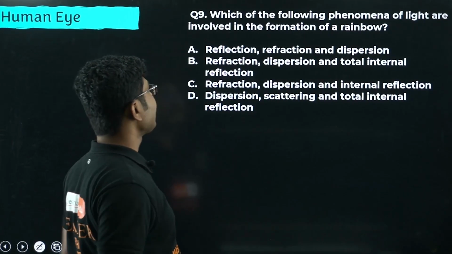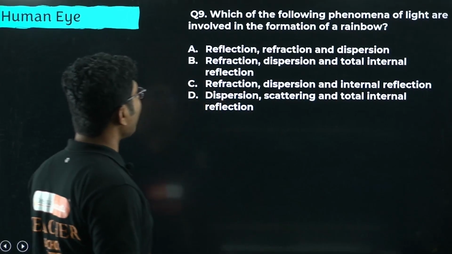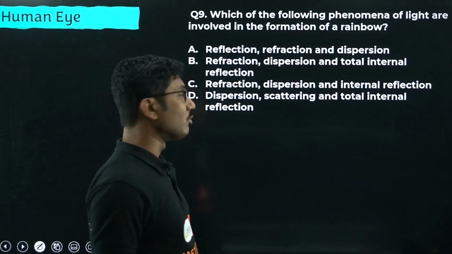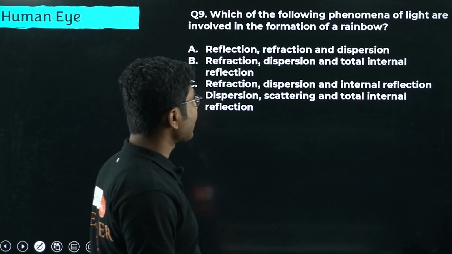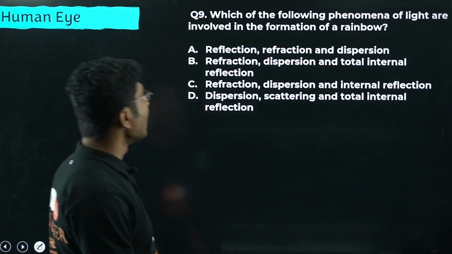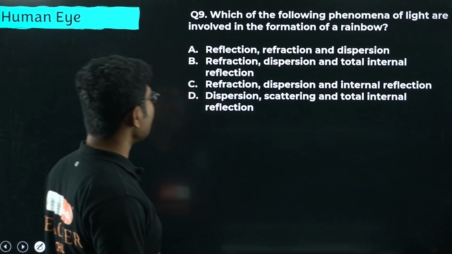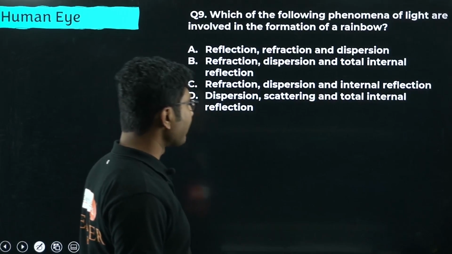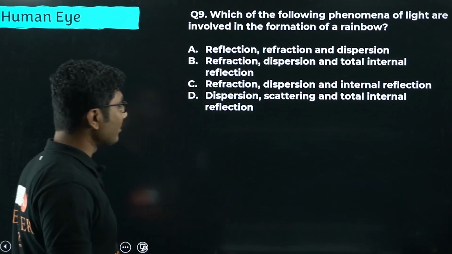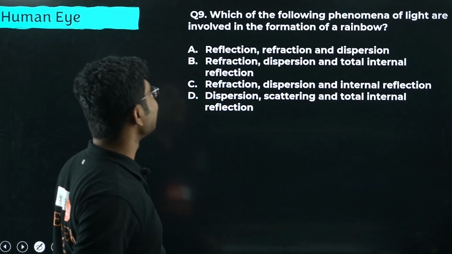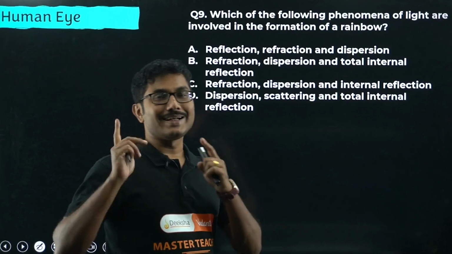Let's see the question. Which of the following phenomena of light are involved in the formation of a rainbow? So what are the options? Reflection, refraction and dispersion. Reflection, dispersion and total internal reflection. Refraction, dispersion and internal reflection. Dispersion, scattering and total internal reflection. So basically it is refraction, dispersion and total internal reflection.